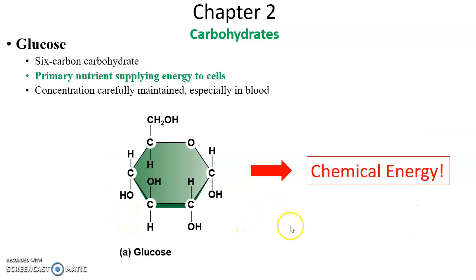Glucose, a 6-carbon carbohydrate, 1, 2, 3, 4, 5, 6, forms a lovely ring. And it is very important to maintain proper amounts in our bloodstream because glucose is the primary nutrient for providing energy to our cells. So our cells need glucose to break it down to form chemical energy that the cells can use to do their various functions.